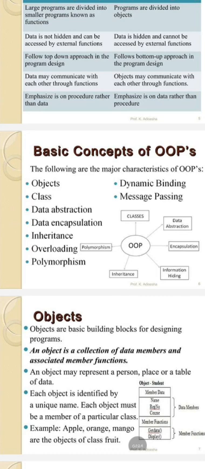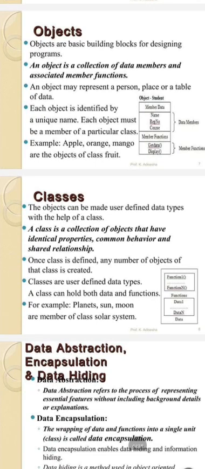Next one, classes. A class is a blueprint or template used to create an object. It defines the properties and functions that the object will have. So class is the design and object is the real instance.